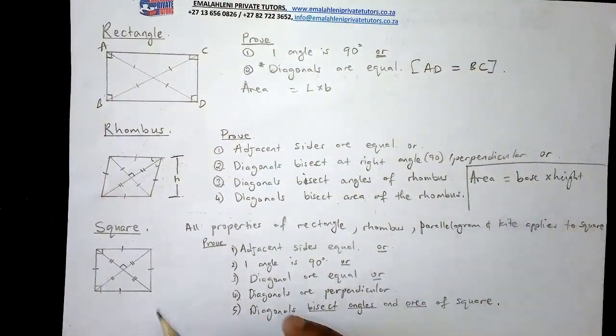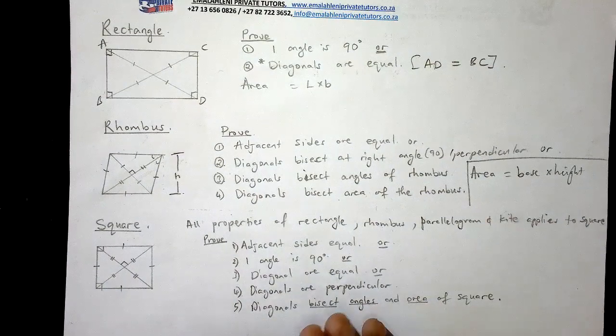Now let's move on to the last one, which is a square. A square applies all the properties of a rectangle, a rhombus, collecting the parallelogram, because the square is a parallelogram, and now also the kite. So you find that it combines a lot of properties. So if you are asked to prove that it's a square, you just need to prove any of these things, and there are many to prove.